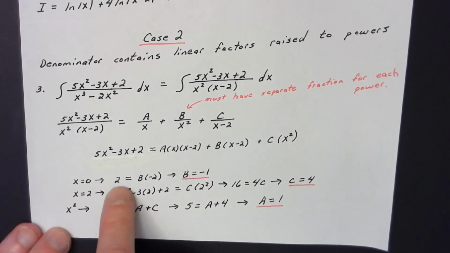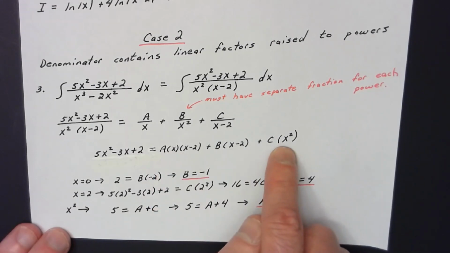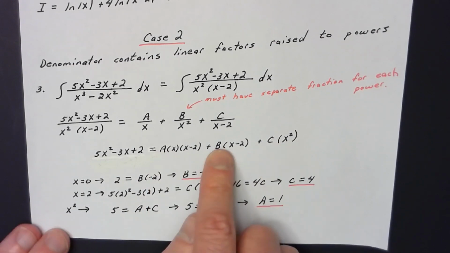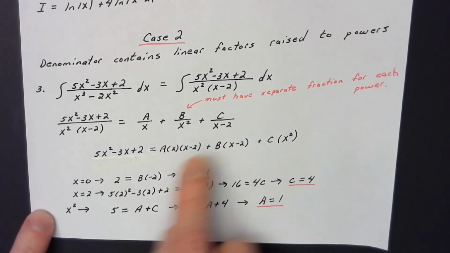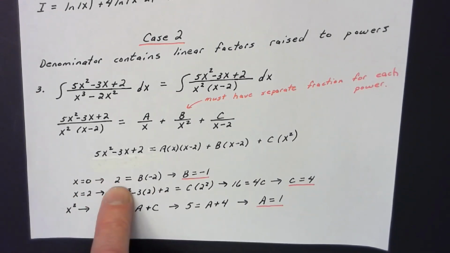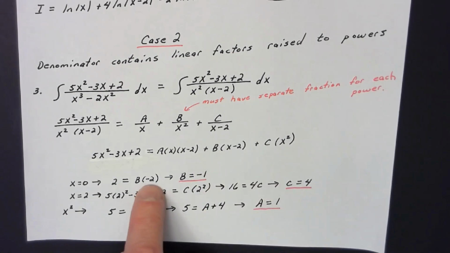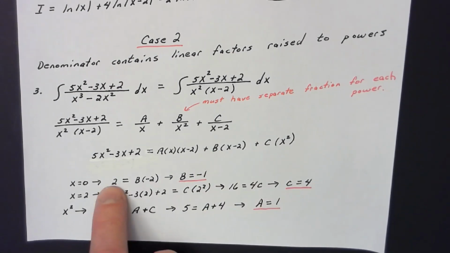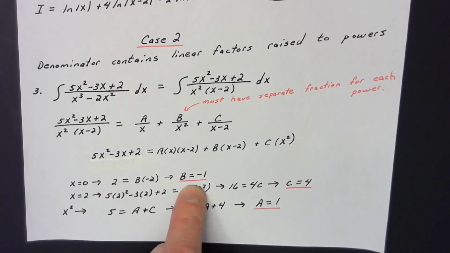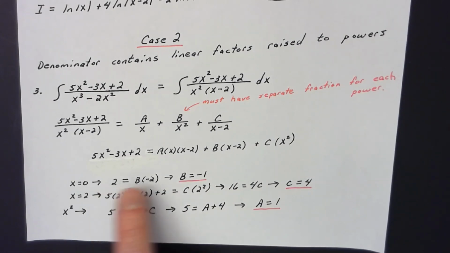Well, what happens in this case, if I let x equal 0, the a and the c terms cancel. So I'm not solving for a or c in this problem, but I am solving for b. If I let x equal 0, the left-hand side of my equation is just the constant, the 2. The right-hand side is going to be b times 0 minus 2, or negative 2b. I know negative 2b is equal to 2. I divide by negative 2 on each side. b is negative 1.